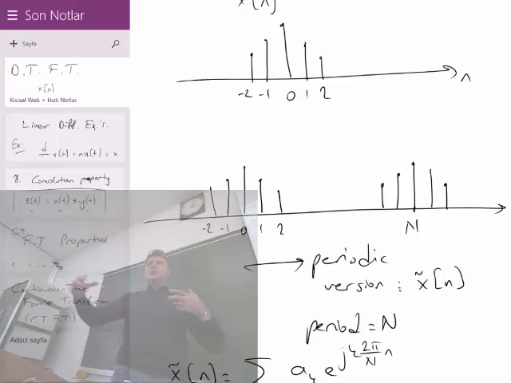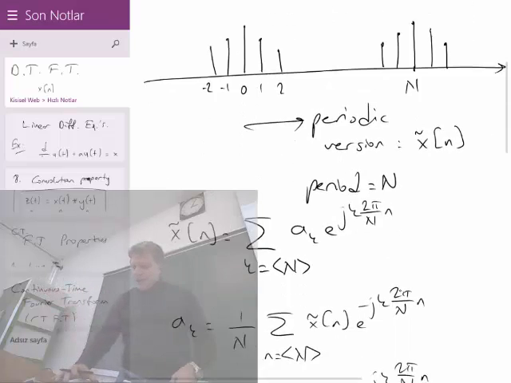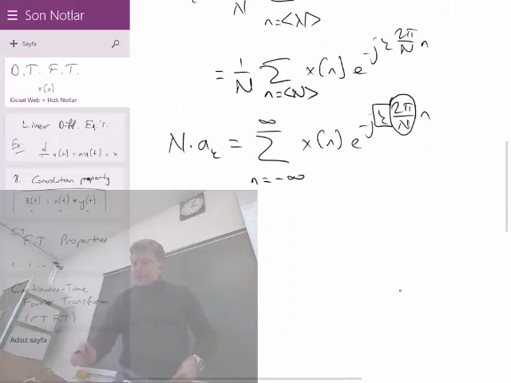As capital N goes to infinity, it means it is aperiodic, because the period will become infinity. Is that okay? That's what I'm trying to do. I'm trying to take this second portion to infinity to make the periodic thing exactly the same as the aperiodic one. That's how I do it. I'm stretching the period to infinity. So I will stretch this capital N to infinity.